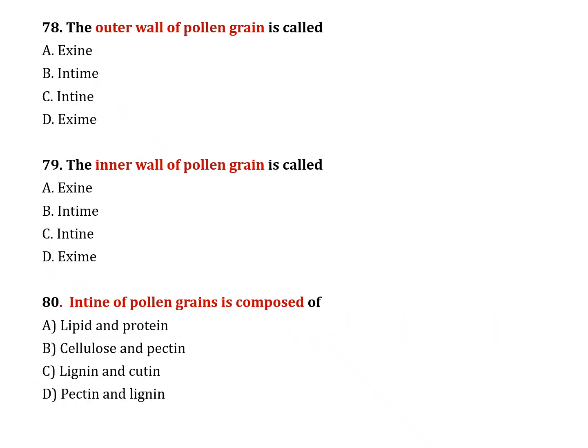The next question, number 78. The outer wall of the pollen grain is called: option A, exine; option B, intine; option C, intine; option D, exine. The correct answer is option A, exine.